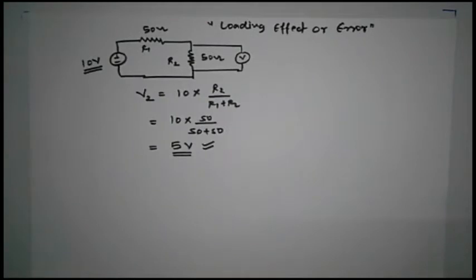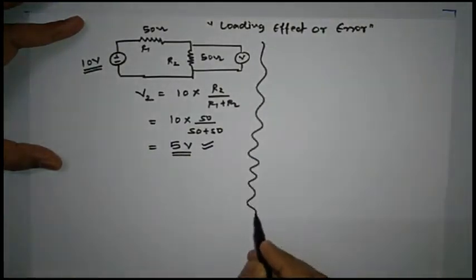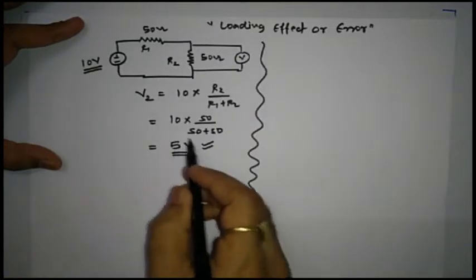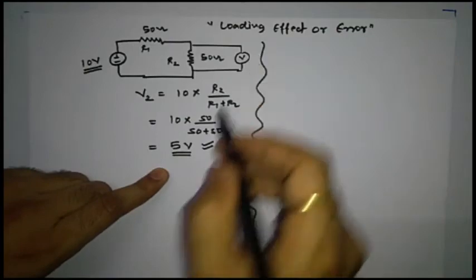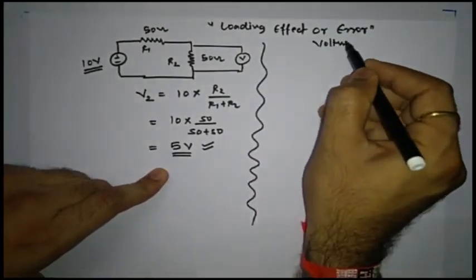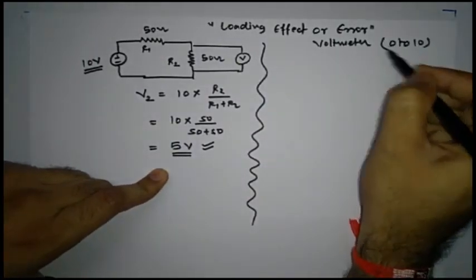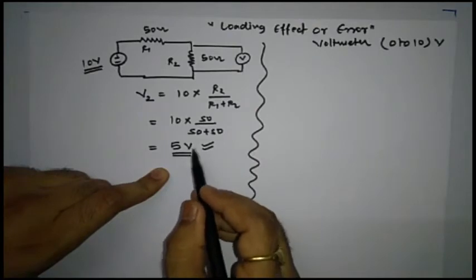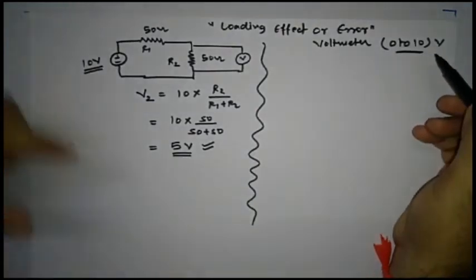Now let us try the case and identify how much amount of voltage is measured by this particular voltmeter. Now we know that our value of voltage which we need to measure with the help of this voltmeter is 5 volt. That's why we are selecting a voltmeter whose range is from 0 to 10 volt, because our unknown quantity is of 5 volt. That's why we have selected this range of 0 to 10 volt.